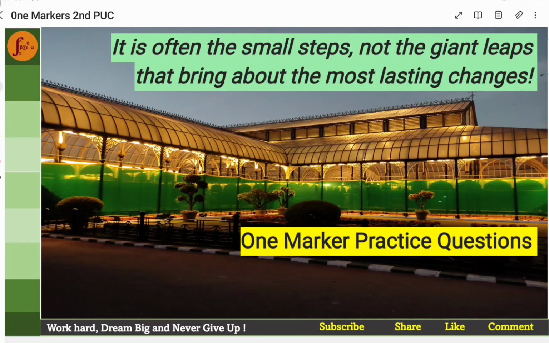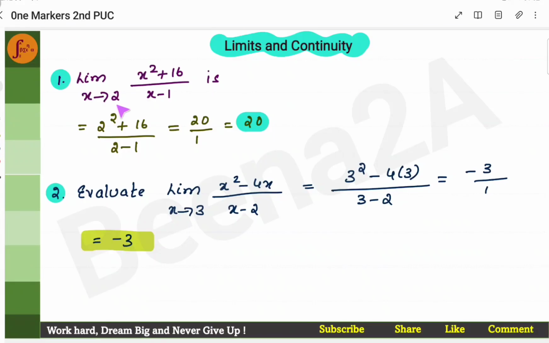Hi everyone, in this video we will go through 1-marker questions from limits and continuity. First step: whenever we are looking at limits problems, whatever limit value is given here, we need to substitute it in the expression. That is the first step. And if you get 0 by 0 after substitution, then we will have to apply different methods. First step is to substitute.